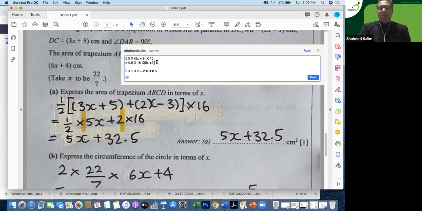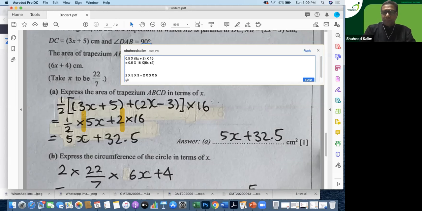So what is 0.5 times 16? Half of 16, how much is it? Half of 16. You can do it mentally. Half of 16. Hello? Not 4. 8. So 8 times what? 8, then bracket 5x plus 2. So you see now, you need to times this and then times this. So this is where you got it wrong.